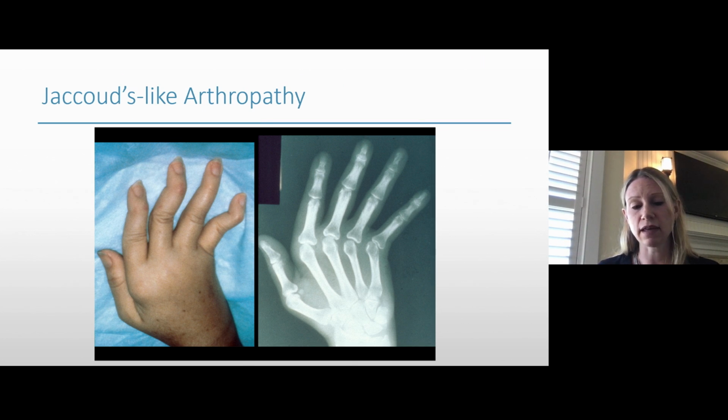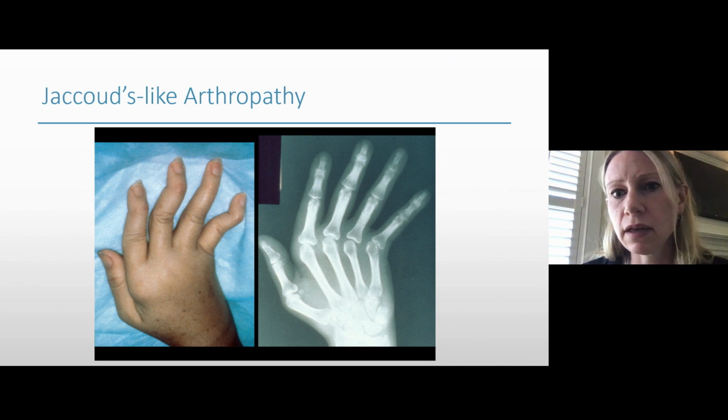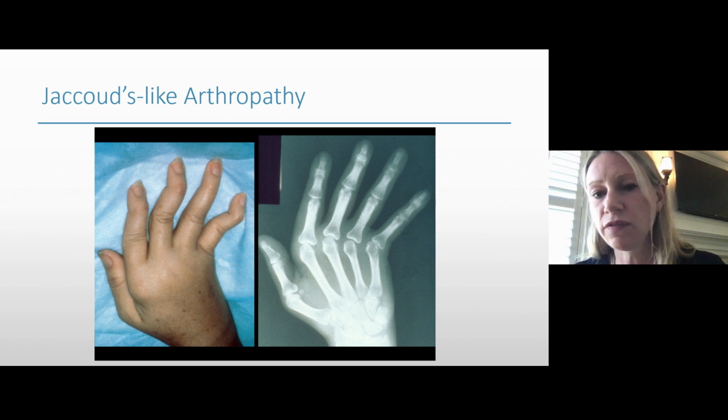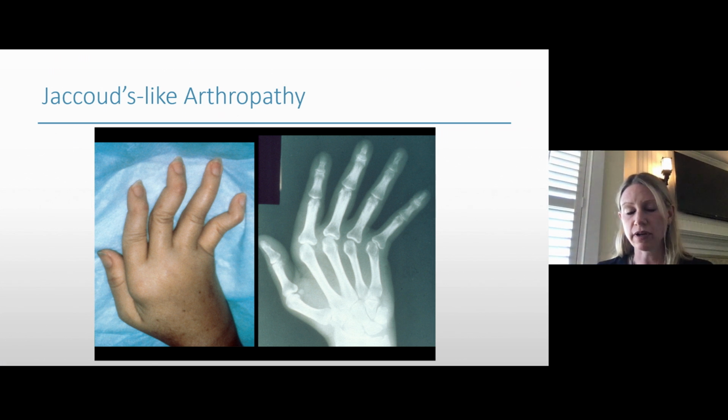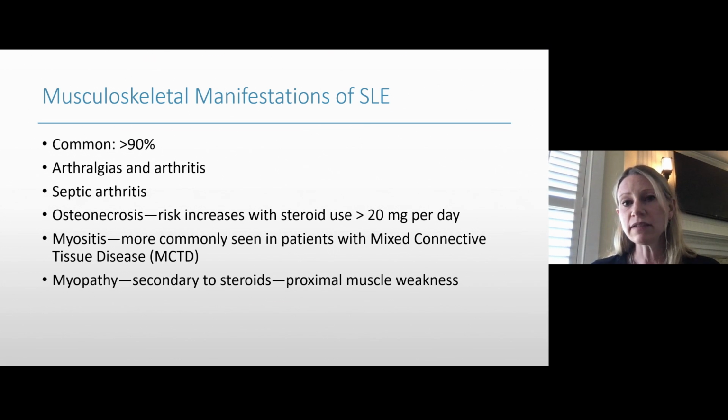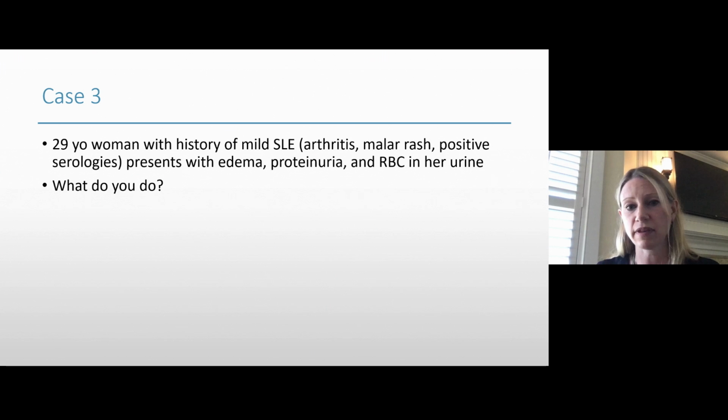Now, this here is an example of a classic finding in lupus arthritis, which is Jaccoud's arthropathy. So what Jaccoud's arthropathy means is that somebody may have deformities in their fingers that look like rheumatoid arthritis, but they are reducible, as opposed to rheumatoid arthritis, where the deformities are classically not reducible. So musculoskeletal manifestations of lupus are very common. We see this in more than 90% of patients, and they include arthralgias and arthritis. Septic arthritis can occur, as well as osteonecrosis, myositis, and myopathy.